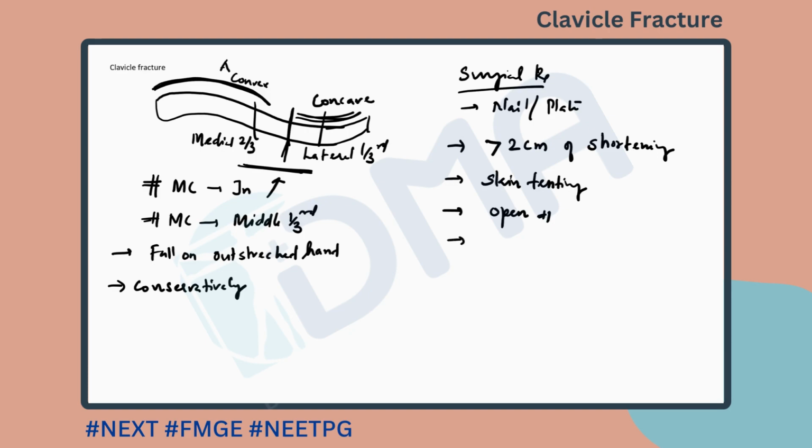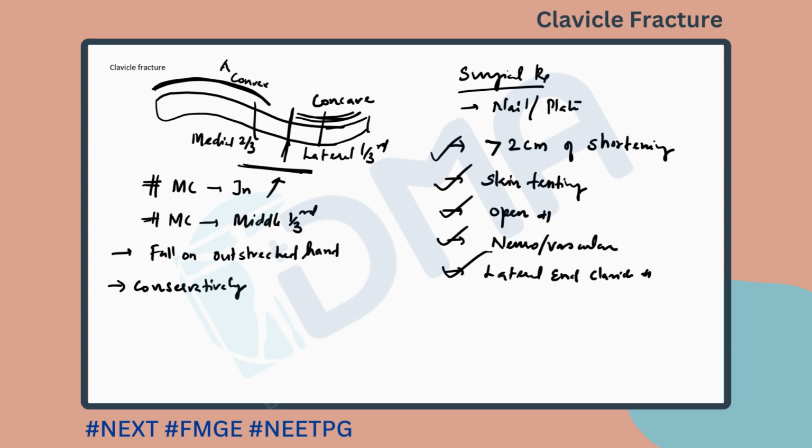If there is an associated neurovascular injury, you treat it surgically. If there is a lateral end clavicle fracture, you treat surgically. So these are various conditions where we treat clavicle fracture surgically. Normally, we don't treat it surgically. We treat it conservatively, but in certain conditions, we treat it surgically. And these are the various criteria to treat the clavicle fracture surgically.